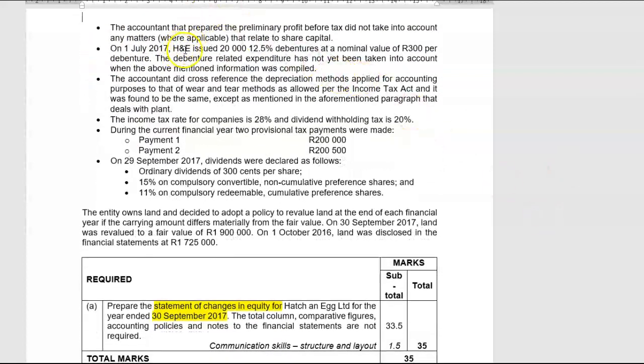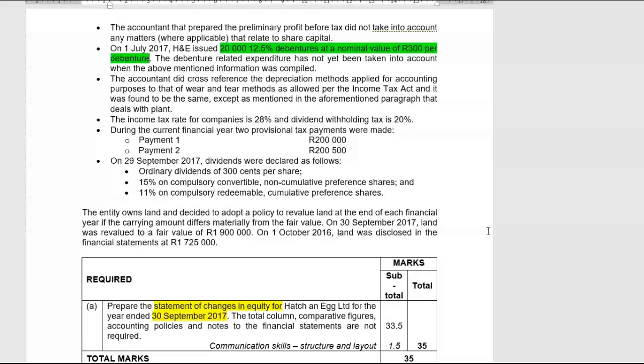On 1 July 2017, HatchnEgg issued 20,000 12% debentures at a nominal value of 300 Rand per debenture. Now let me tell you about debentures. I have already told you about debentures in another video, so if you've missed that. Debentures is loan capital. Instead of just borrowing money from one single source, I'm going to issue a debenture, which means that the holder of the debenture is actually providing me with loan finance. So if I want to raise a large sum of money and the risk involved in providing me the finance is too big for one guy to carry, then I issue debentures.